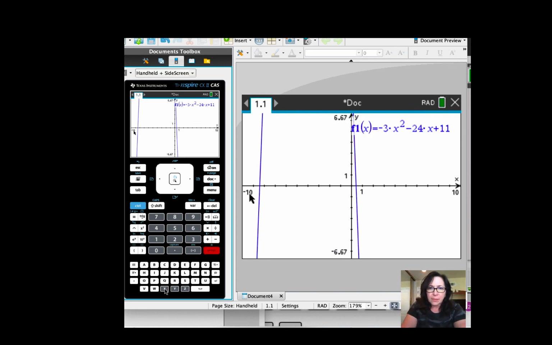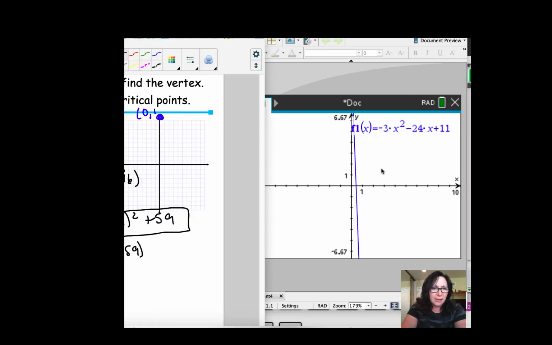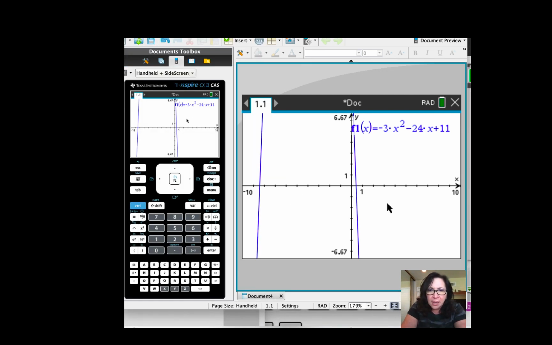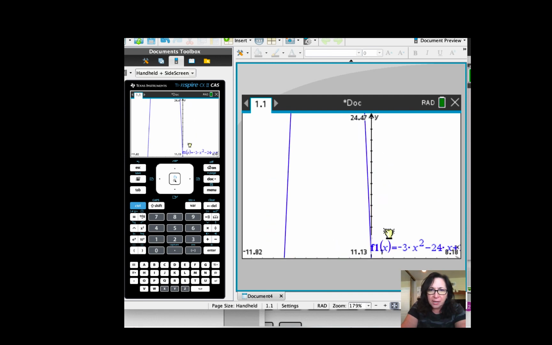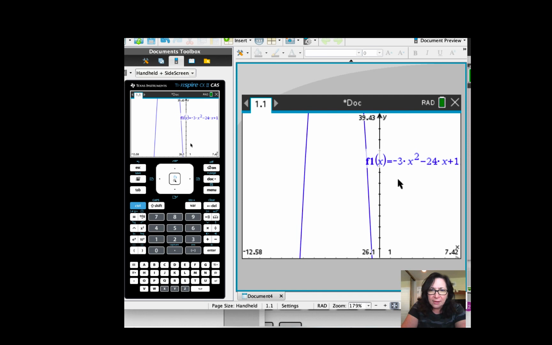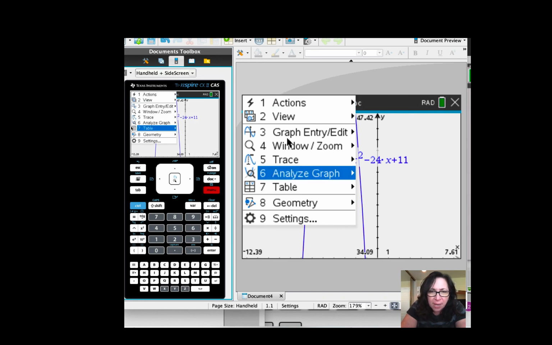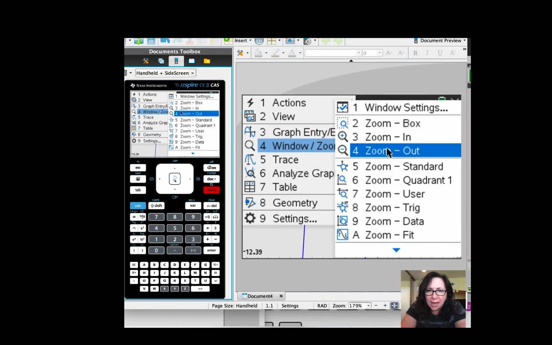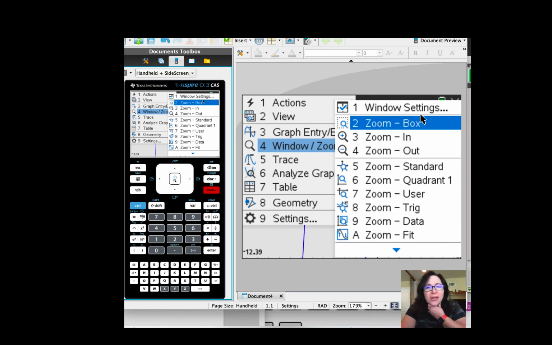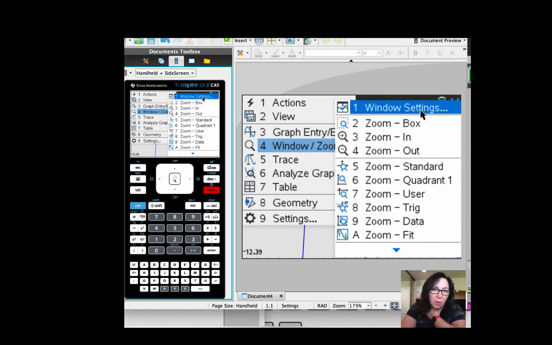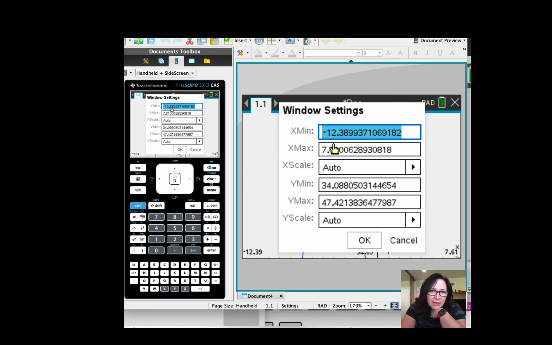Let's see what happens. Okay, it looks like I said that the vertex was at negative 4, 59. Let me just drag my screen up a little bit and see, oh, this is way up here. What I think I would do is go to my menu and look at my window. You can definitely zoom in and out, but I can also change my window settings. Negative 12 is fine. The max for my x-axis, because it's over to the left, I'm going to make that like 8.